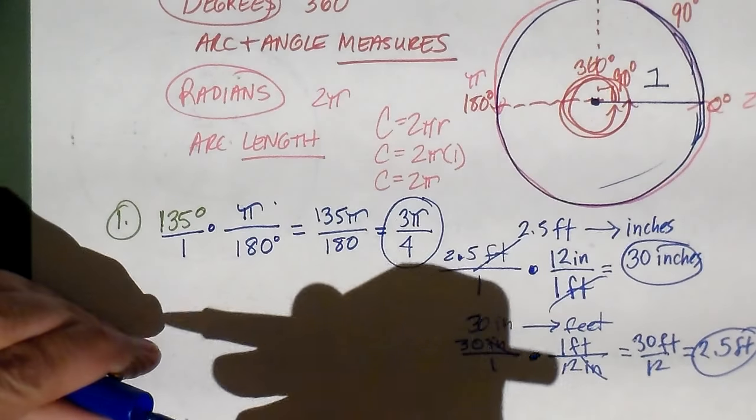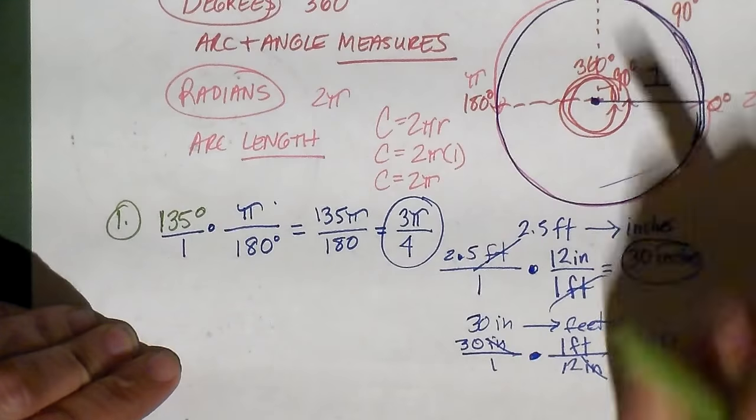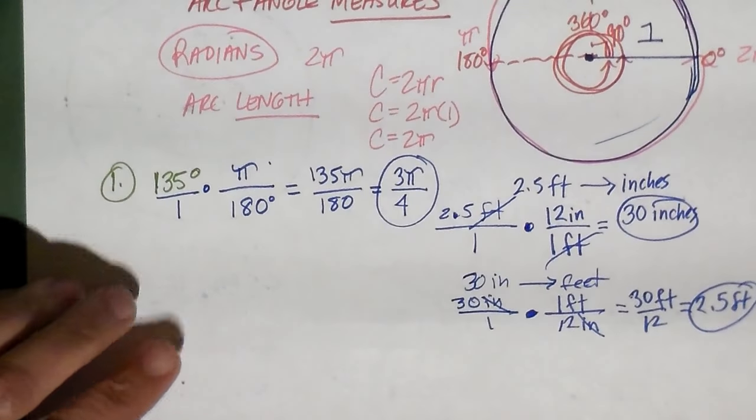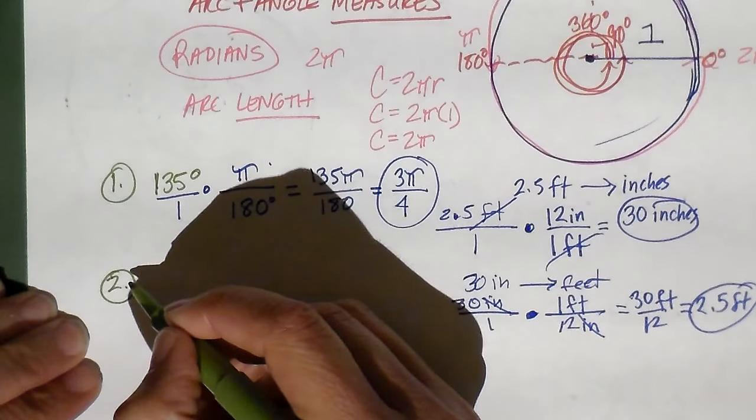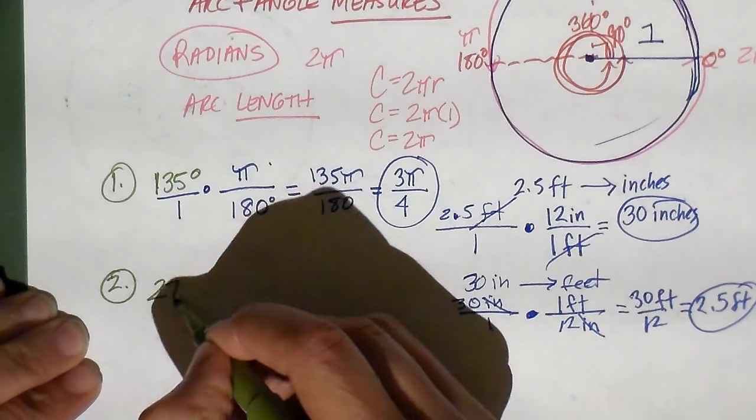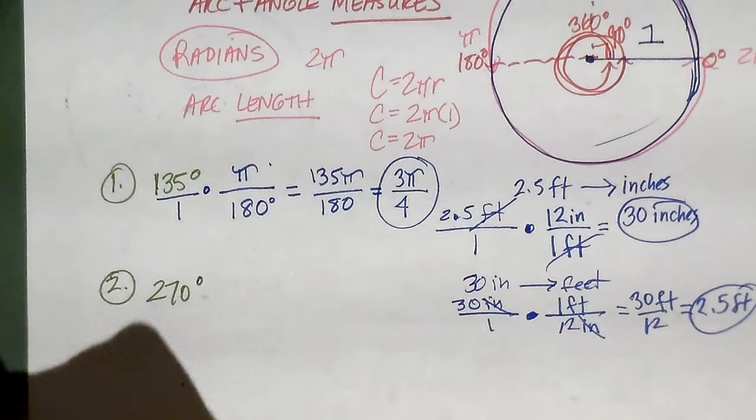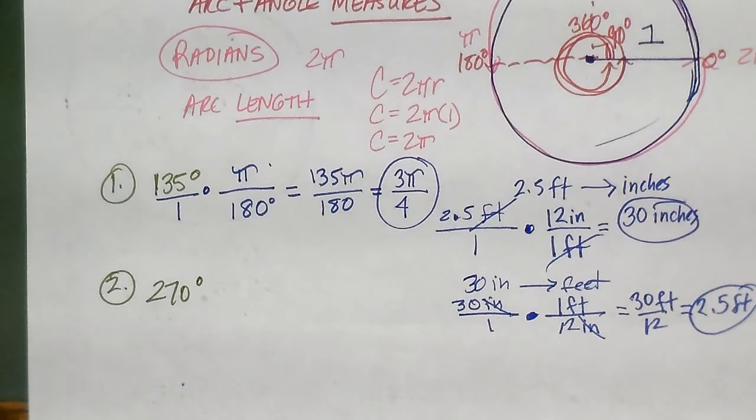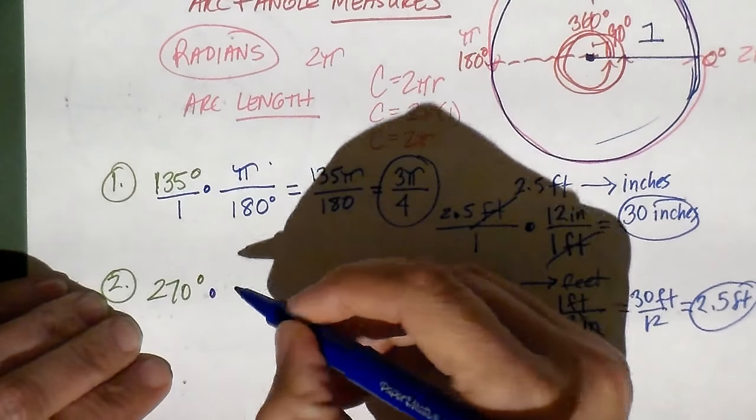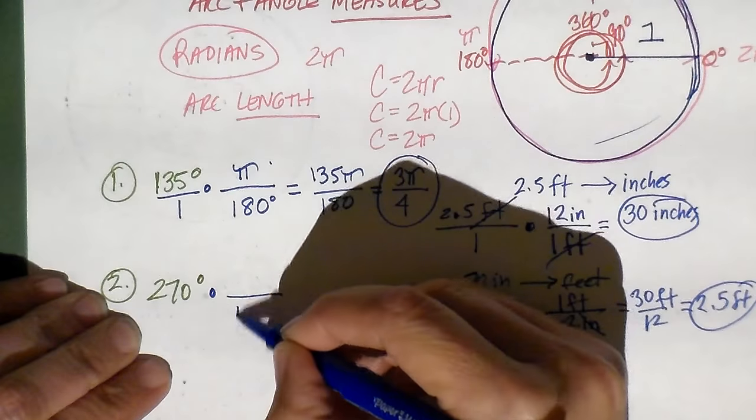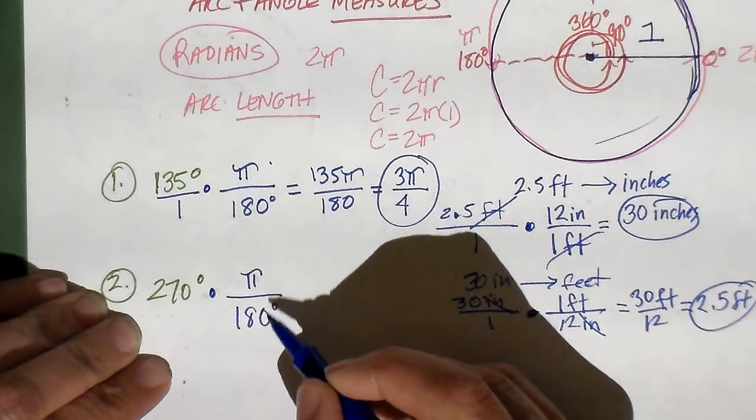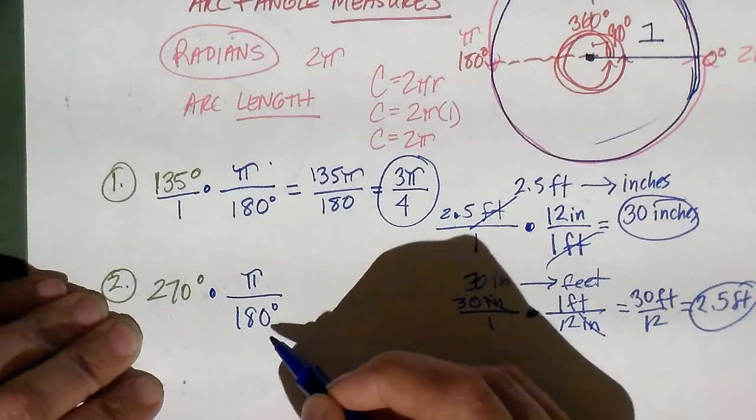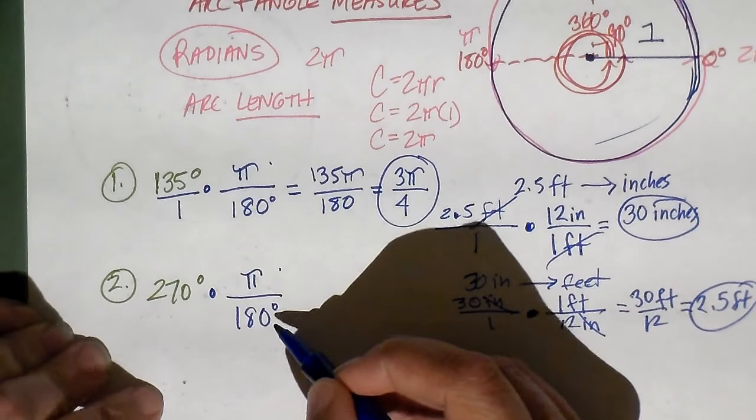Okay, so let's look at another example. I know y'all are really enjoying this. So let's look at example 2. I want to convert 270 degrees to radians. So what am I going to do? Well, what's my conversion factor? Since degrees is on top, degrees will be on the bottom for my conversion factor. And there's pi radians for every 180. Half a circumference for every 180.